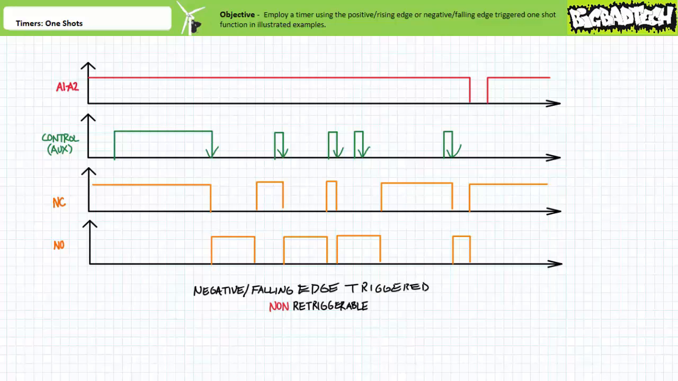Really, this device behaves exactly as our first examples, with one major exception, being that it is triggered on the negative or falling edges of the controlling input. Note, because this OneShot is non-retriggerable, it ignores the additional input experienced during an ongoing OneShot.